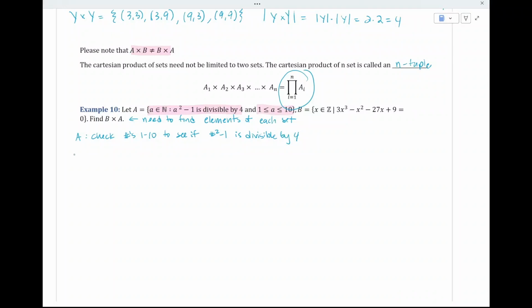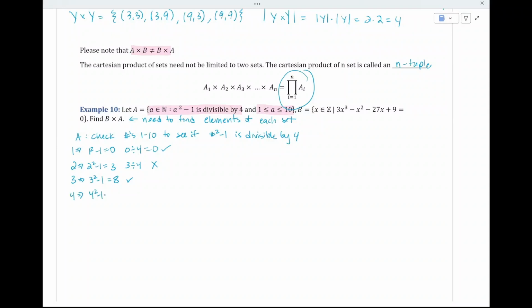So let's check 1 first. 1 squared minus 1 is 0. Is 0 divisible by 4? Sure, so that one's going to work. So 1 is going to be an element in this set. Let's look at 2. 2 squared minus 1 is 4 minus 1, which is 3. Is 3 divisible by 4? No, it's not. Let's look at 3. 3 squared minus 1 is 9 minus 1, which is 8. And that one is divisible by 4. So I'll keep going down the list here.